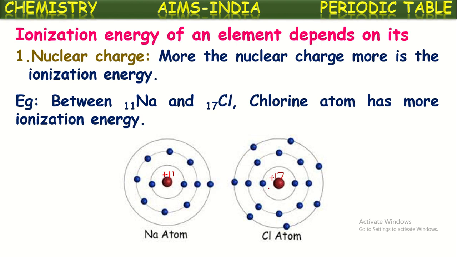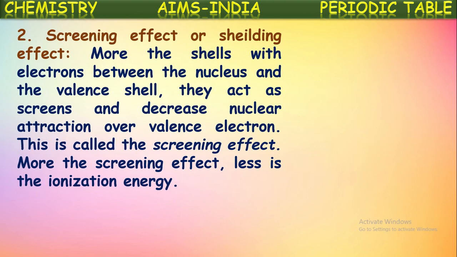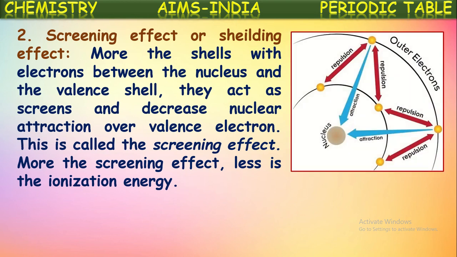So we can conclude here, as nuclear charge increases, ionization energy increases. Okay. Next factor is screening effect or shielding effect. The more shells with electrons between the nucleus and the valence shell, they act as screens and decrease the nuclear attraction over the valence electrons. This is called screening effect.